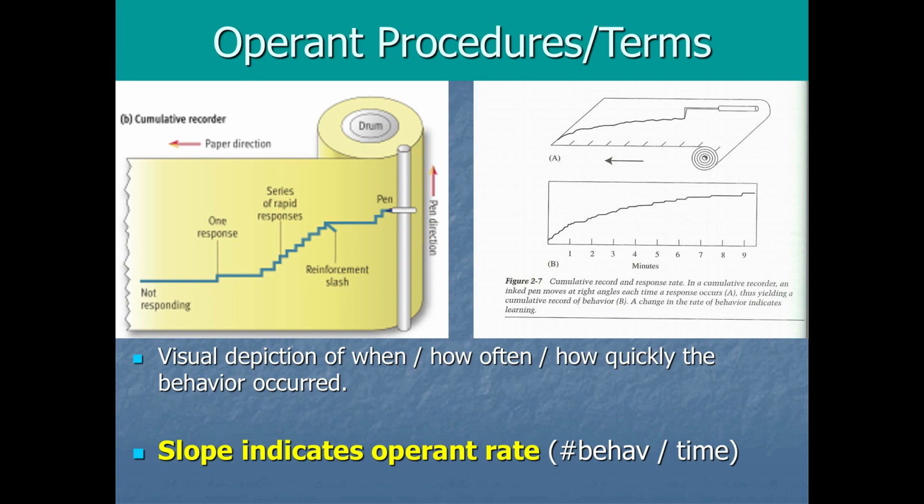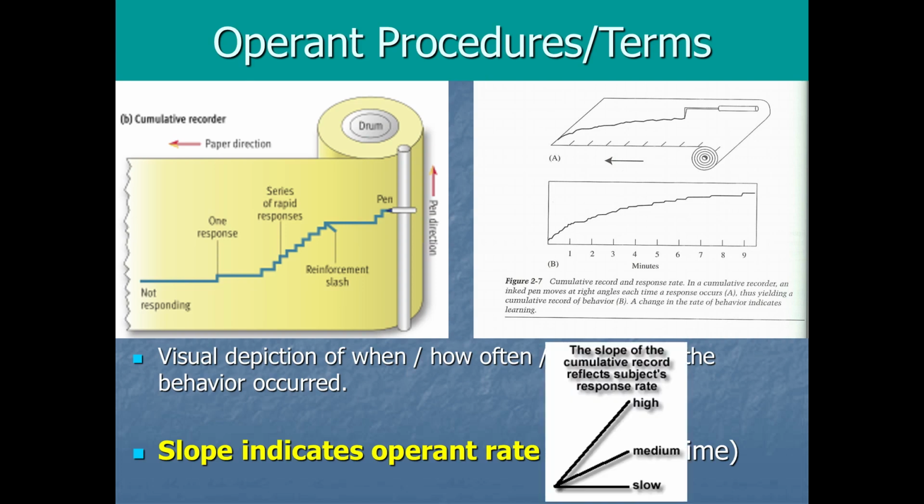So on the graph that's created, every time it moves up a little bit, that means a behavior occurred right there at that point in time. We end up with the x-axis being time, and then the y-axis being the cumulative number of behaviors that have happened so far. And it all gets graphed out automatically on this long roll of paper, even before computers existed. It's nice because it gives a visual depiction of when and how often and how quickly the behavior occurred. You see basically the whole history of this animal's behavior in a single graph.